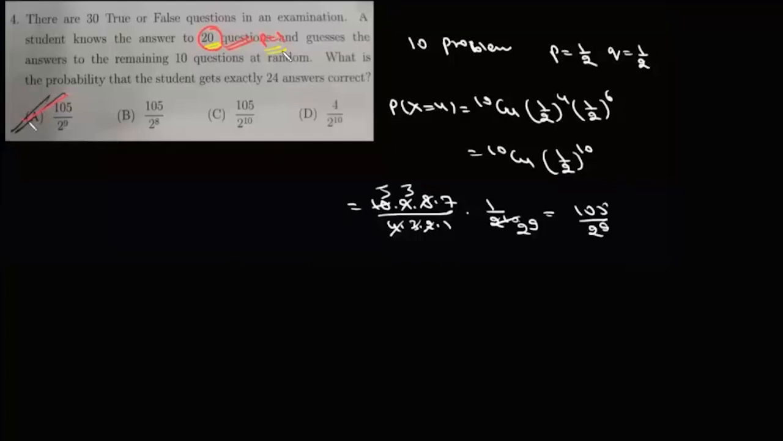So the problem reduces to, we have 10 problems which are of the type true and false. So probability of success is 1 by 2 and probability of failure is also 1 by 2. And out of these 10 questions, a student has to get exactly 4 questions right. So we need to find the probability of x equal to 4. Now this is nothing but 10C4 p to the power 4 and q to the power 6. Now we simplify this. It simplifies to 105 upon 2 to the power 9, and that's your option A.